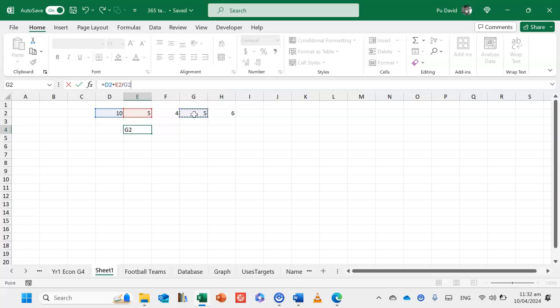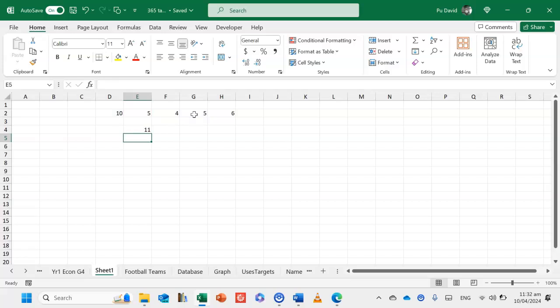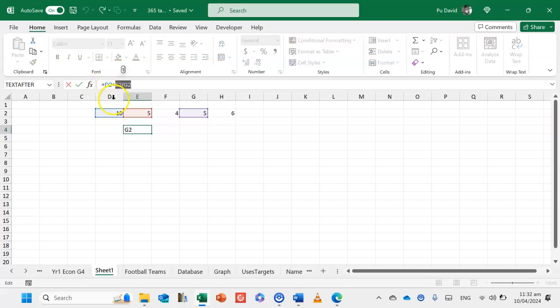So I'm going to put you out of your misery and press the enter button, and the answer is 11, because Excel does this bit first, E2 divided by G2, 5 divided by 5 equals 1, and then it adds D2, which is 10, so total of 11. So it's important to have the computer do exactly what you want. You are the boss, so you have to tell it exactly what you want it to do.